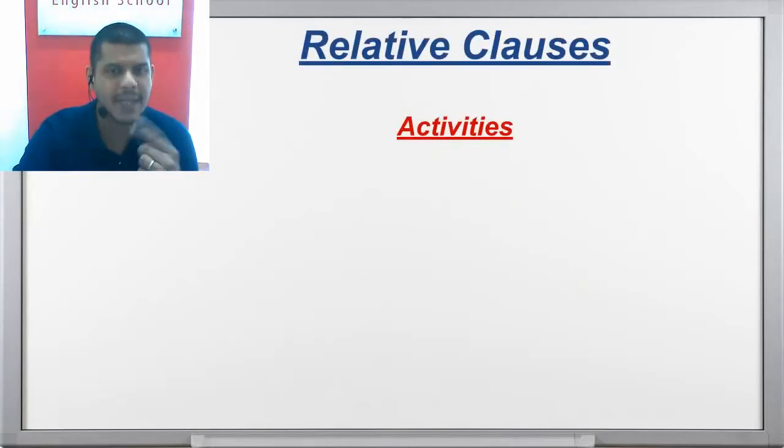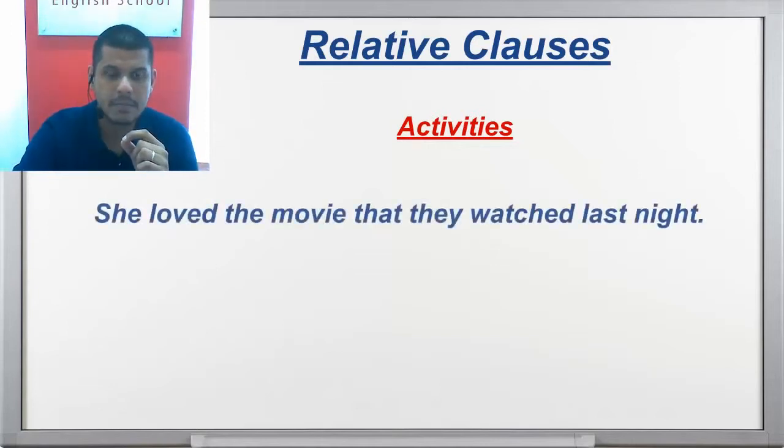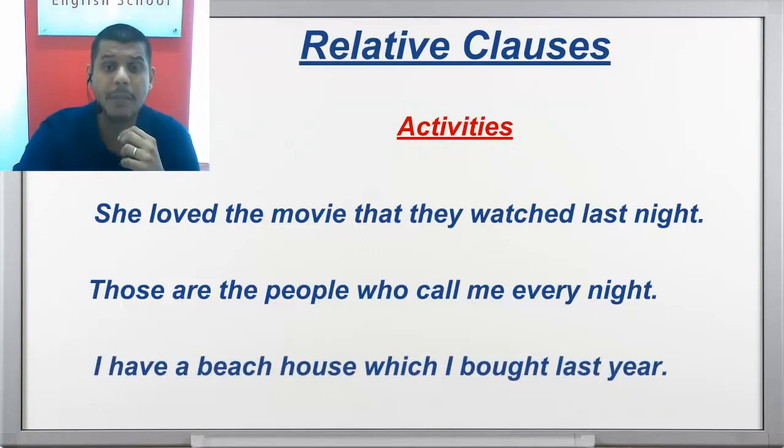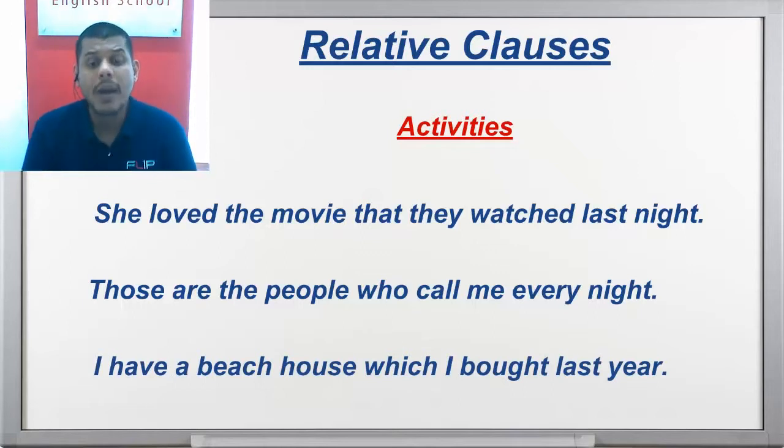Now, in this next slide, I'm gonna ask you to do some activities, okay? I'll give you some time and then you think and then you help me, right? So let's take a look here. She loved the movie that they watched last night. This is the first sentence, all right. Attention to my second sentence. Those are the people who call me every night, right? This is the second example. And finally, I have a beach house which I bought last year, okay? So right there we have three sentences. I'm going to ask your help to do something. You're going to tell me what sentences I can remove the relative pronoun.